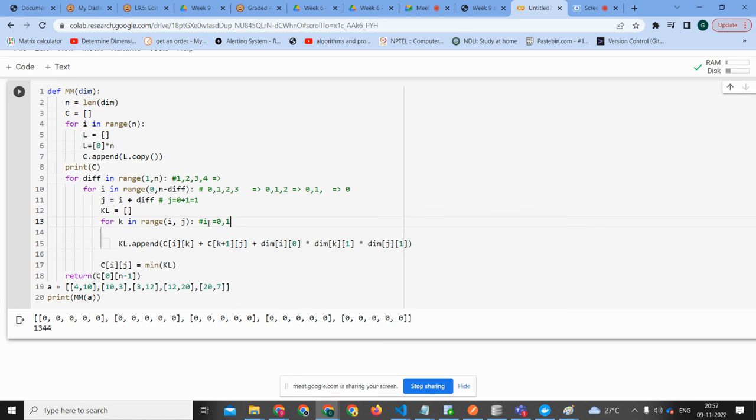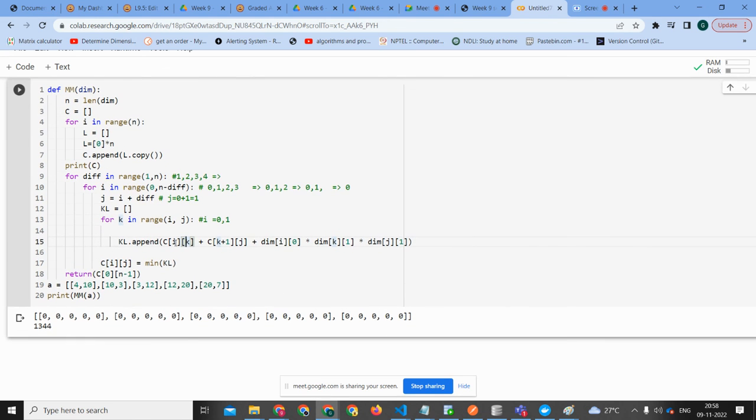And J will be 1. Now K will be 0. Okay, 0 to 1. So it's the zeroth iteration. Yeah, you're right, K will be 0. So it is 0 comma 0. C of 0 comma 0, which is 0, right? And then this is 1 comma J, J is 1, so 1 comma 1.